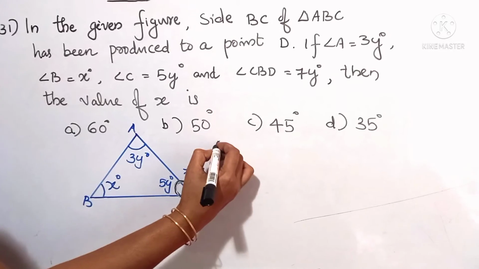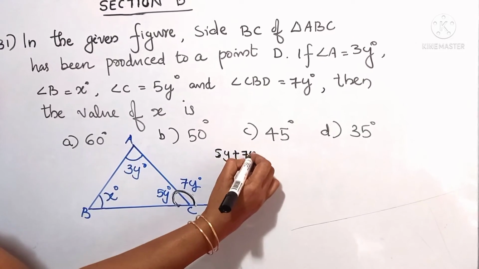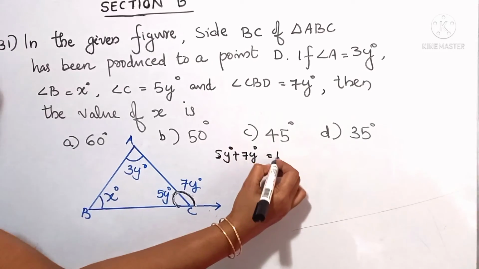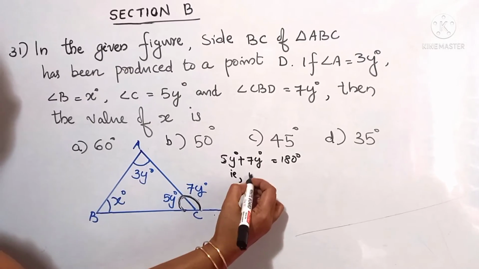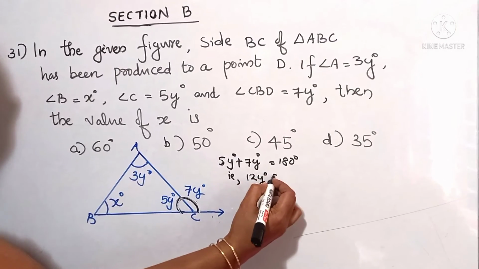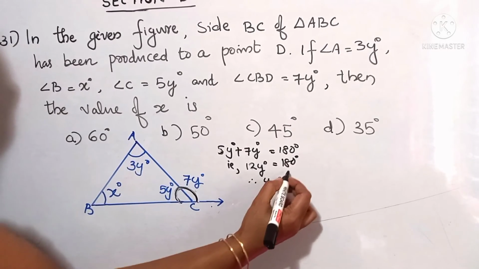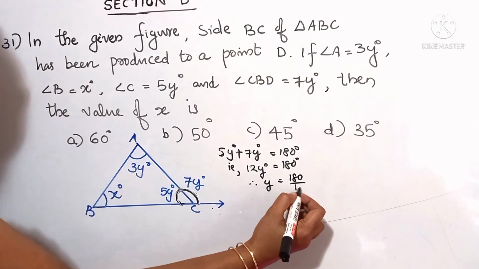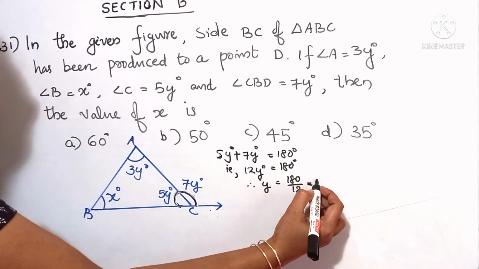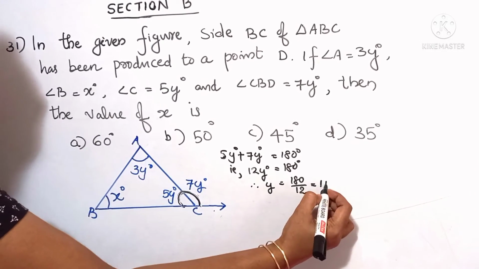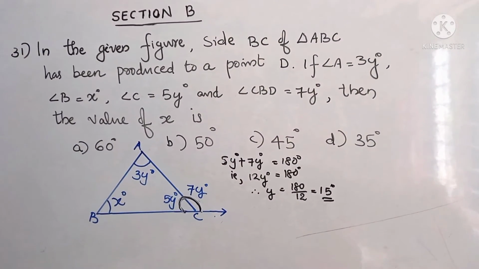That is 5y plus 7y degree is equal to 180 degree. That is 5y plus 7y is 12y. 12y degree is equal to 180 degree. Therefore, y is equal to 180 divided by 12, that is equal to 15 degree. So we are getting y is equal to 15 degree.